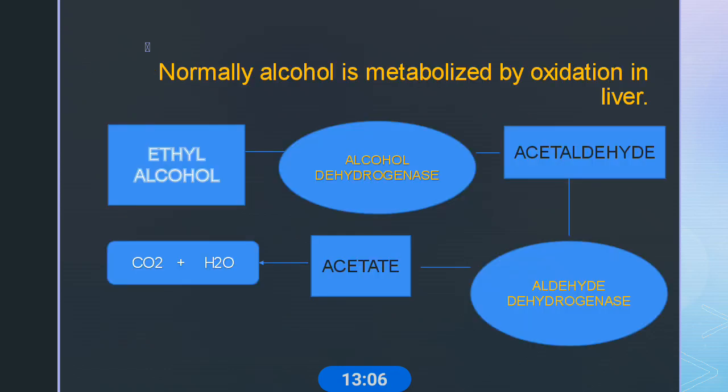Normally alcohol is metabolized by oxidation in the liver. Two enzymes play the main roles: alcohol dehydrogenase and aldehyde dehydrogenase. With the help of alcohol dehydrogenase, one toxic metabolite, acetaldehyde, is produced, and in the second step, with the help of aldehyde dehydrogenase, acetate is produced. So these two metabolites are produced, acetaldehyde and acetate.